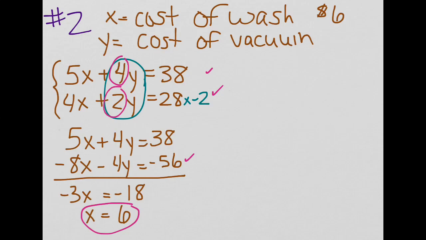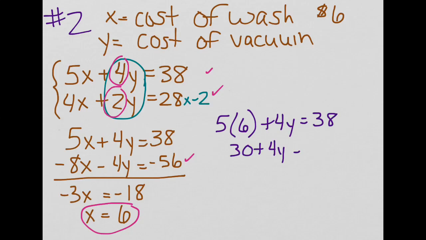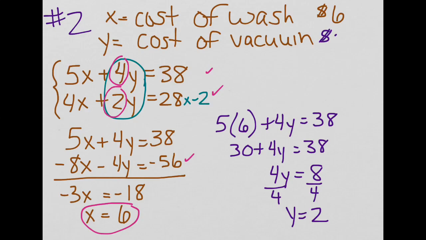I am going to choose to plug it back into, let's just take the first one. So then I will have 5 times 6, because x is 6, plus 4y equals 38. 5 times 6 is 30, plus 4y equals 38. Subtract 30 from each side, you get that 4y equals 8. Divide both sides by 4 and y equals 2. Does that make sense for this problem? Y is the cost of a vacuum. Should someone charge $2 to vacuum your car? I think it's a great bargain, but sure, that makes sense for this problem.